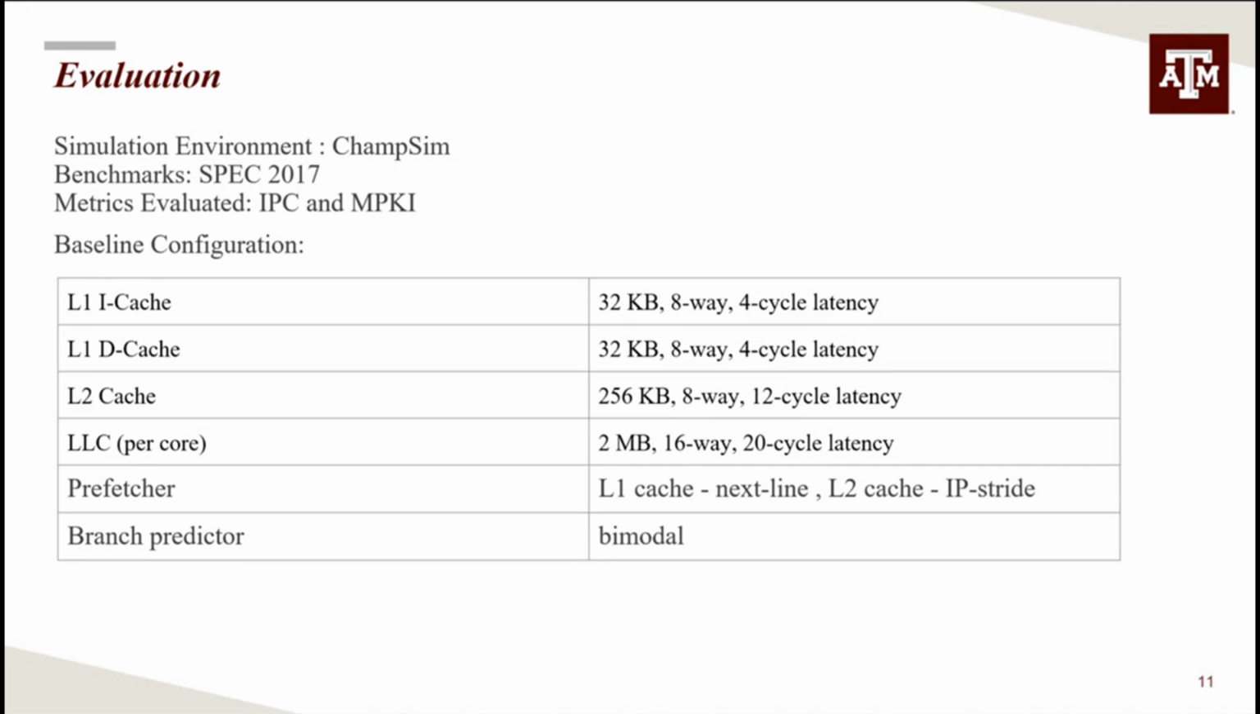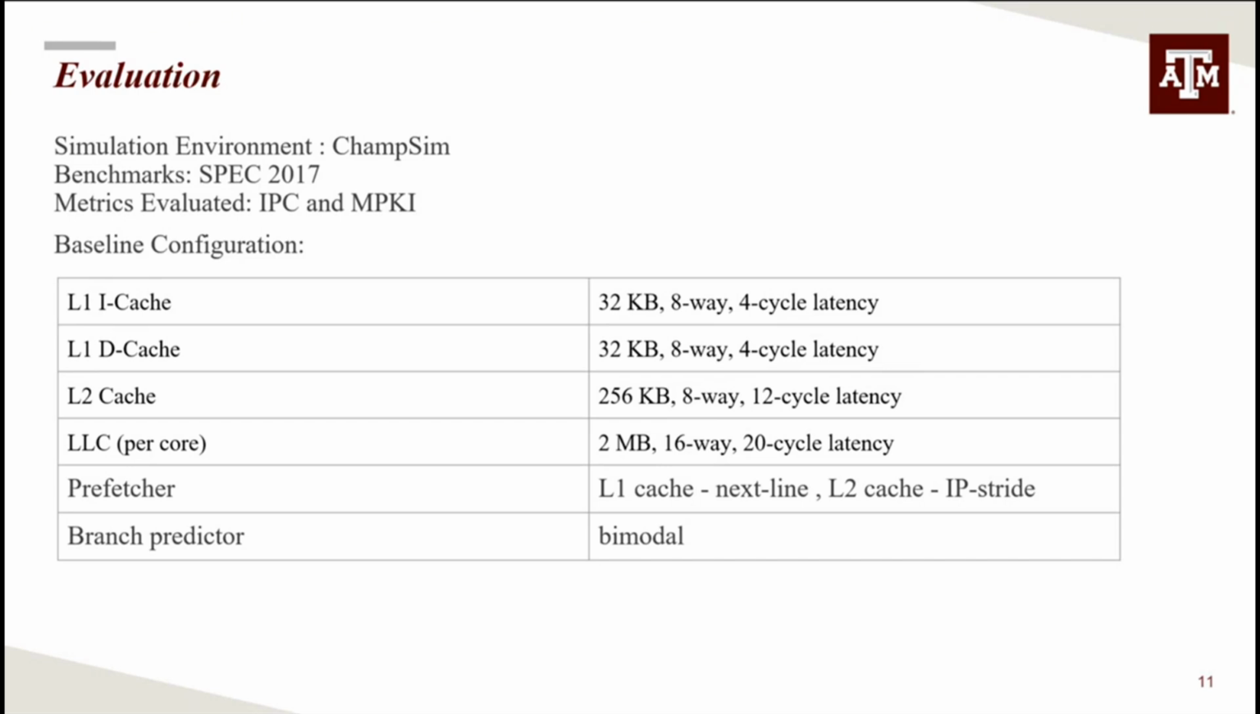So let's go over our evaluation setup in ChampSim using the SPEC 2017 benchmarks, which is a standard for testing CPU performance. We measure two metrics, IPC and MPKI. For a baseline configuration, the L1 I and D caches are both 32 KB 8-way associative, meaning each cache set can hold 8 lines with 4 cycle latency for quick access. The L2 cache is 256 KB 8-way, but with a 12 cycle latency due to its larger size.